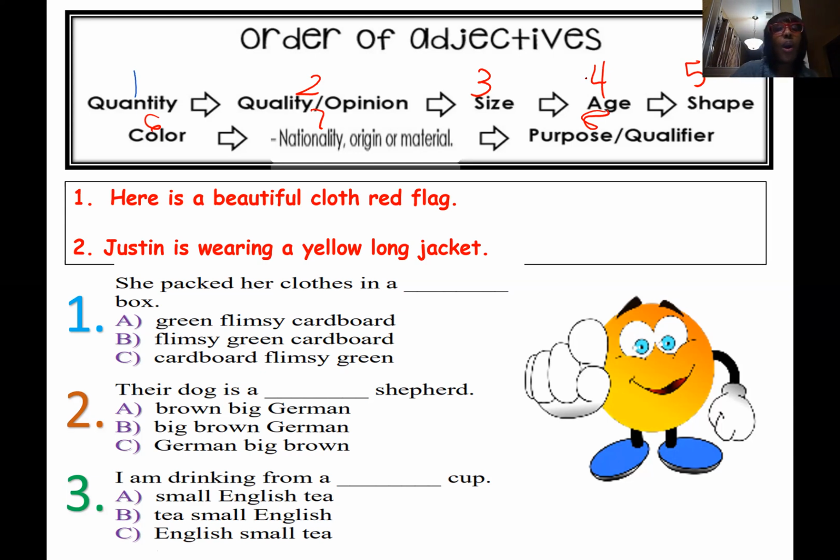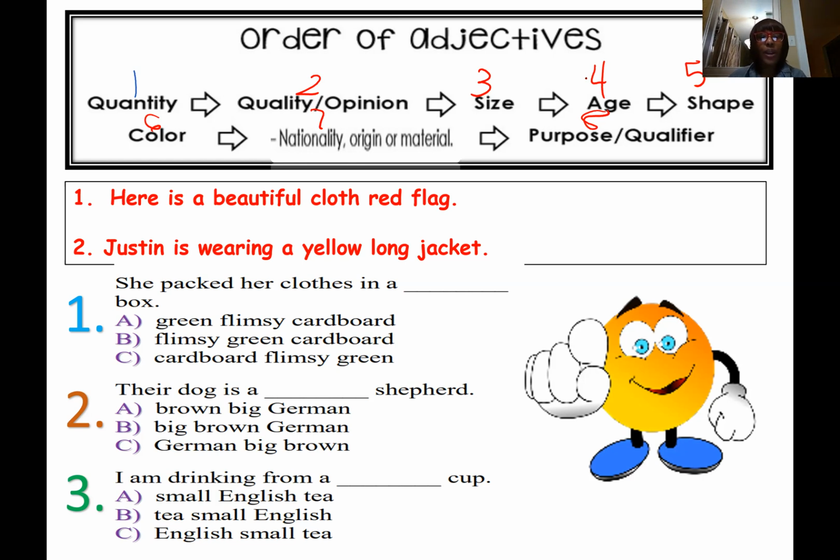This week, we're using the order of adjectives that's presented right here on your screen. What makes the most sense in annotating this is numbering each rule, so when we start working on our sentence, we're able to connect a number to the adjective. Quantity would be 1, quality or opinion would be 2, size would be 3, age would be 4, shape is 5, color is 6, nationality, origin or material is 7. And at the end we have our purpose or qualifier, what our noun is doing, number 8.